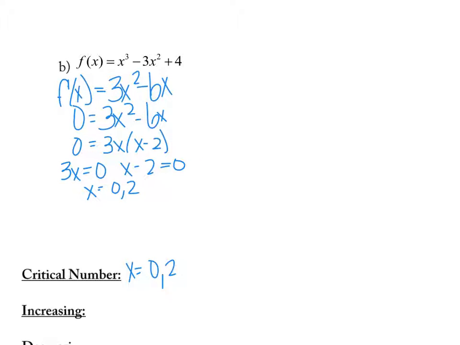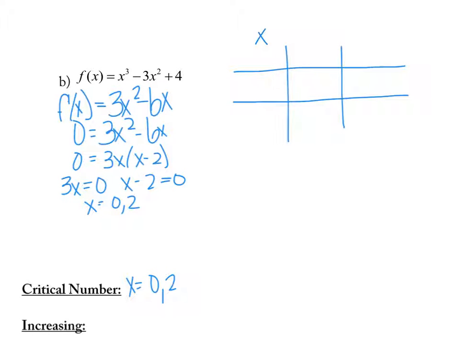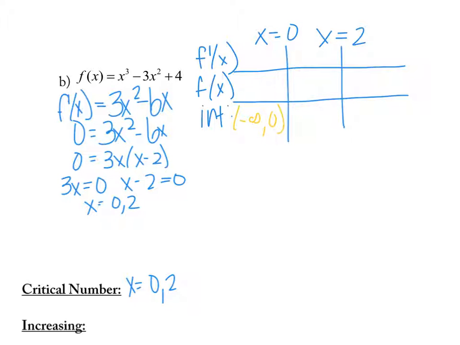Okay. Then the next thing we do is we set up our little chart, and since we have 2 x's, that means we need to have 2 vertical lines. Remember that we write those vertical lines in numerical order. So x equals 0, x equals 2. And then the top row is f prime of x, f of x, and then the interval. Okay. And we can go ahead and write in the intervals right away. So this is going to be negative infinity to 0, 0 to 2, and 2 to infinity.